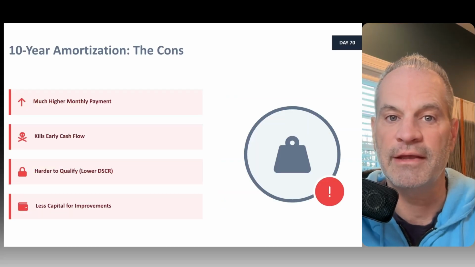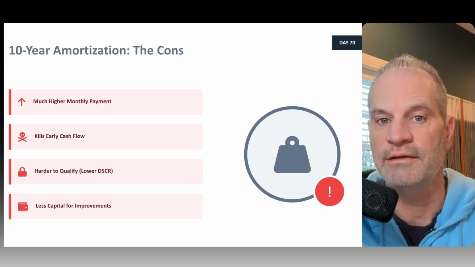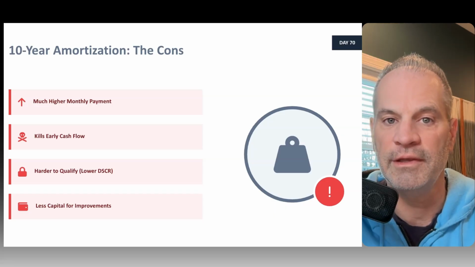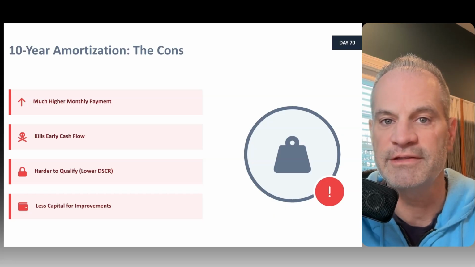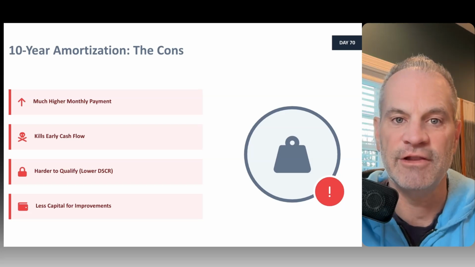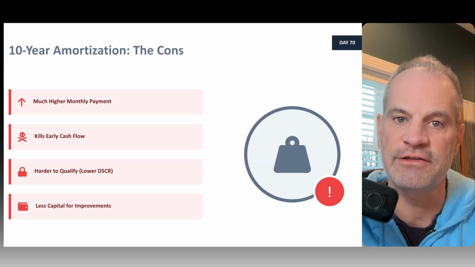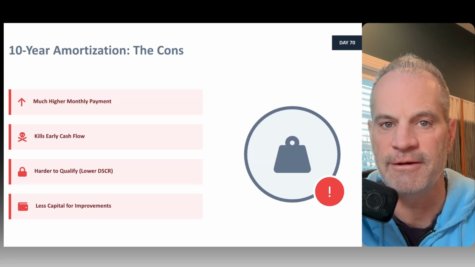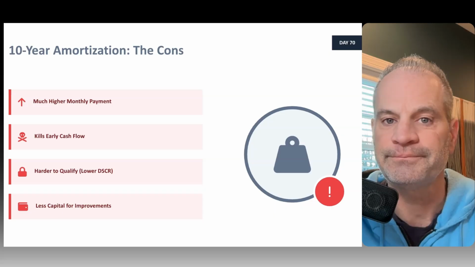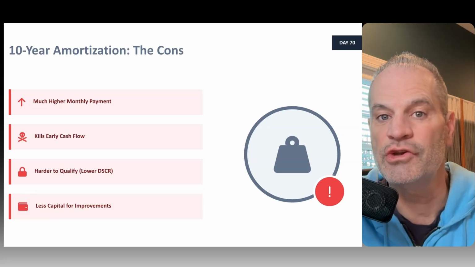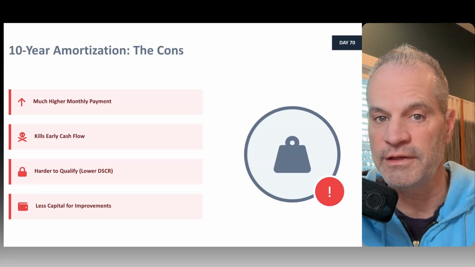The primary drawback is the much higher monthly payment you are locked into. This higher payment immediately kills your early cash flow, which is critical for property stabilization. Less cash flow means you have less capital available for necessary property improvements or unexpected repairs. And here's a major hurdle. The higher payment makes it harder to qualify for the loan in the first place.